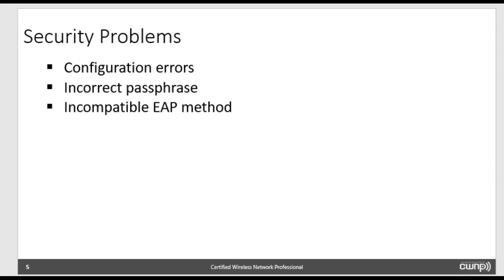Improper security simply means that security in place is not in compliance with whatever policy the company has. So what you want to make sure you're thinking about is look at configuration errors, making sure the passphrase is correct, and then double check that the EAP method being used on your phone and your AP are the same. If there's a mismatch in there, nothing's going to work. So those are some of the key areas there.